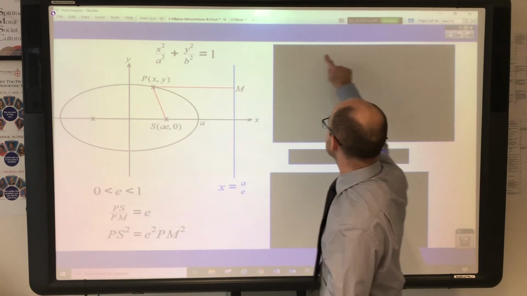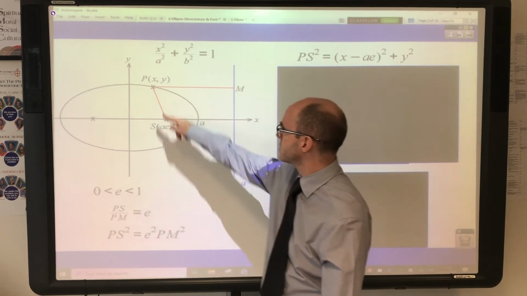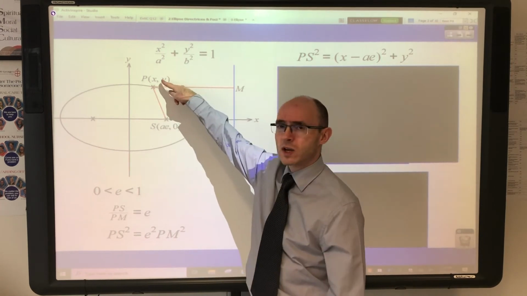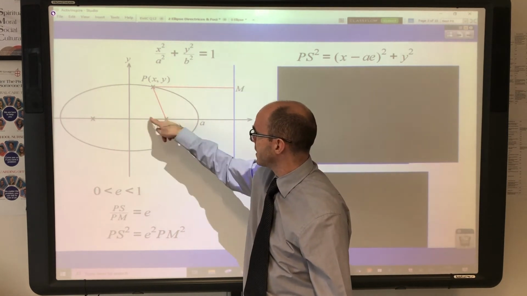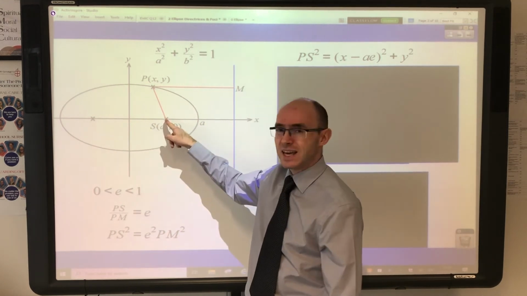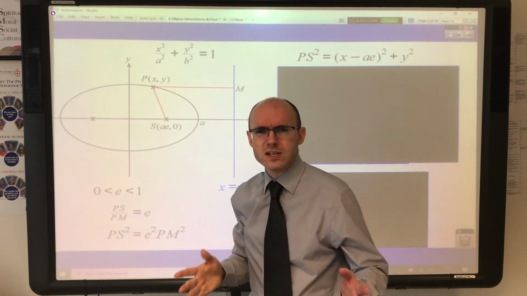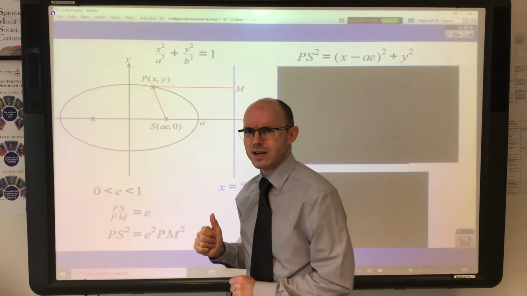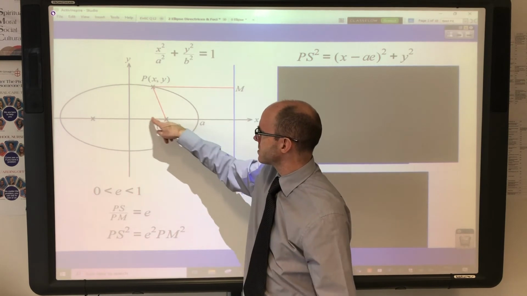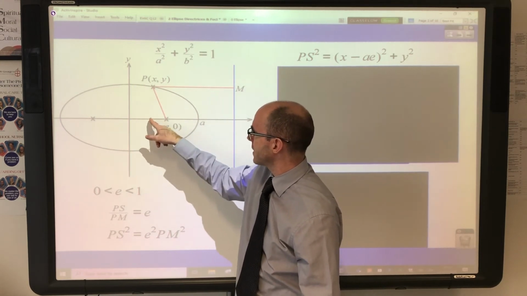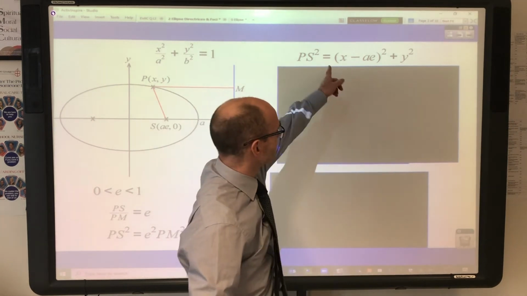So let's look at PS first of all. To find PS, use Pythagoras' theorem. So you've got that distance there, that's just the y coordinate, so put it in there as y squared, and then you've got this bit here, that's going to be the difference between AE and X. I'm not going to draw the right angle triangle in. At this stage, you can kind of imagine it's there. I don't think I need to draw a right angle triangle now that you've got to this stage. So that distance there must be AE subtract X. So you've got AE subtract X squared, or the other way around, X minus AE squared.